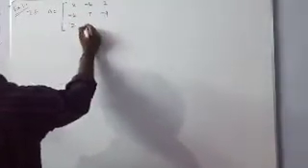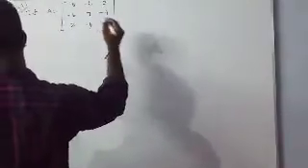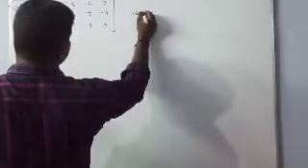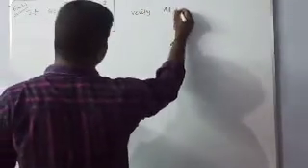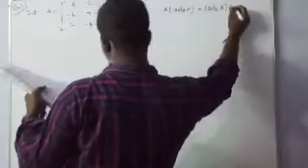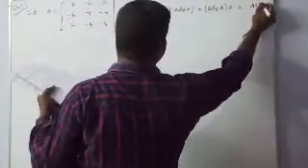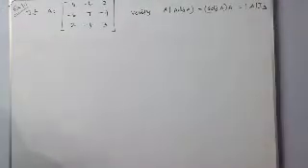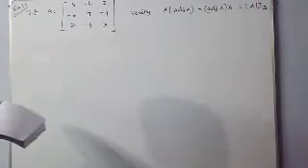Next, one more sum. Example 1.1: If A equal to [8, -6, 2; -6, 7, -4; 2, -4, 3], verify that A into adj A equal to adj A into A equal to determinant of A into I3, that is, determinant of A into I3.